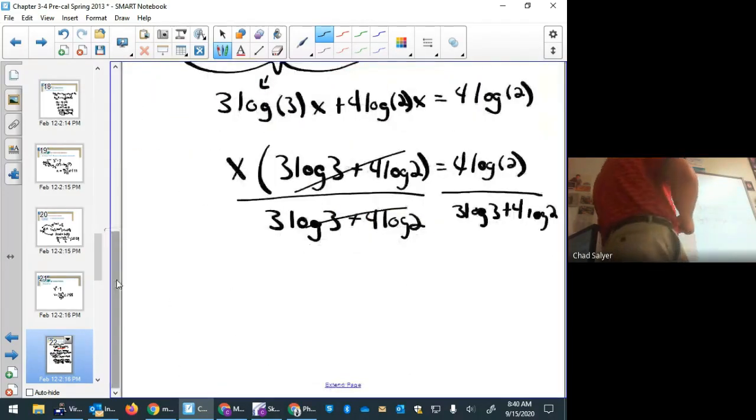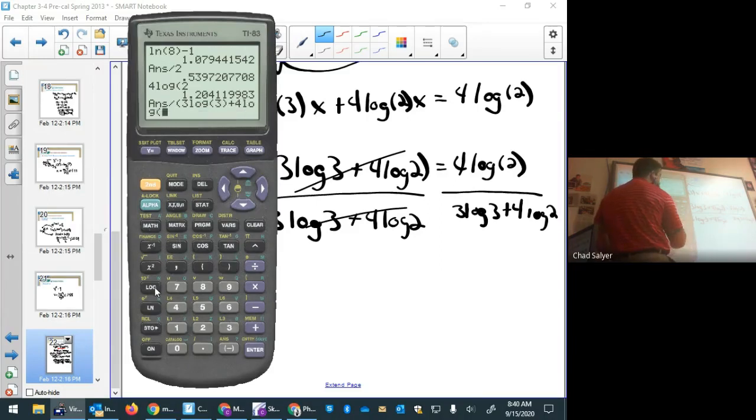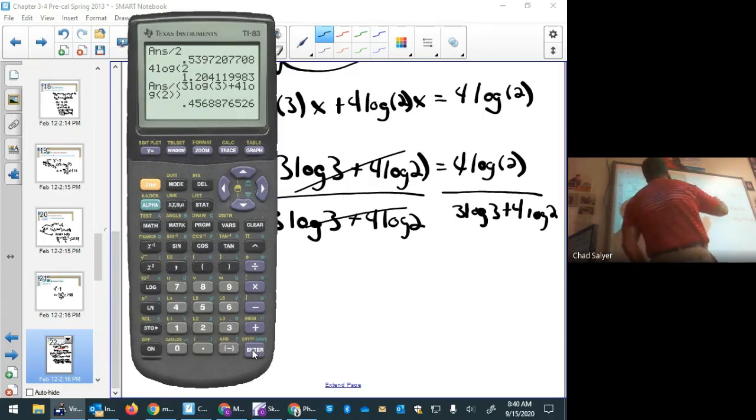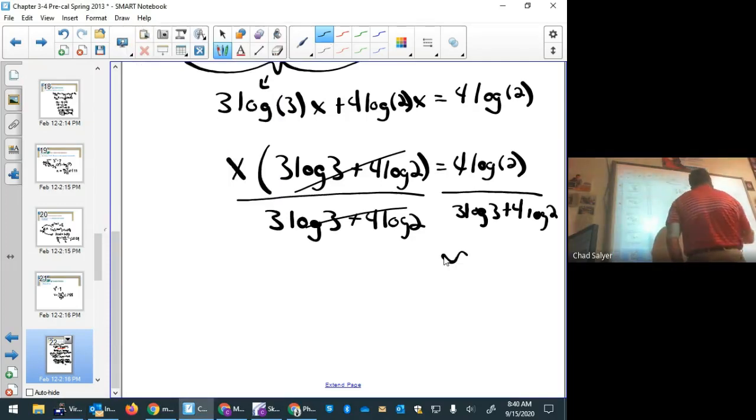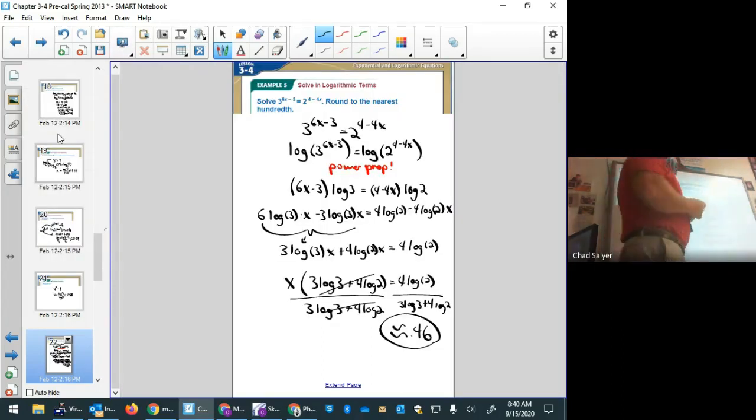Do they want us to approximate? Yes. So that is 4 log 2 divided by 3 times the log of 3 plus 4 times the log of 2. That's about 0.46. So again, everything down here you've done before. It's challenging, but you've done it. This is the new stuff.